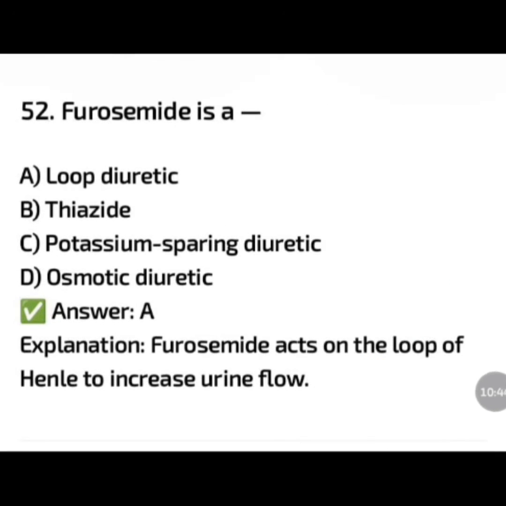Furosemide is a: loop diuretic, thiazide, potassium sparing diuretic, or osmotic diuretic? The correct answer is option A, loop diuretic. Furosemide acts on the loop of Henle to increase urine flow.